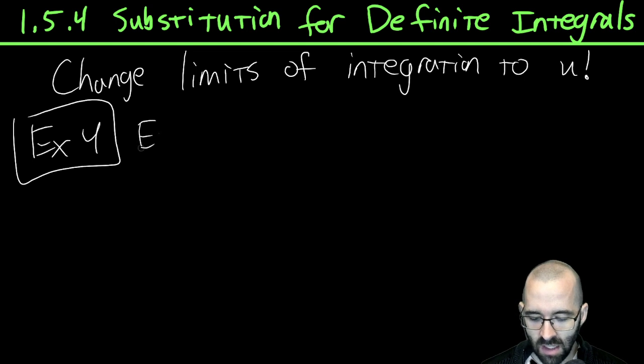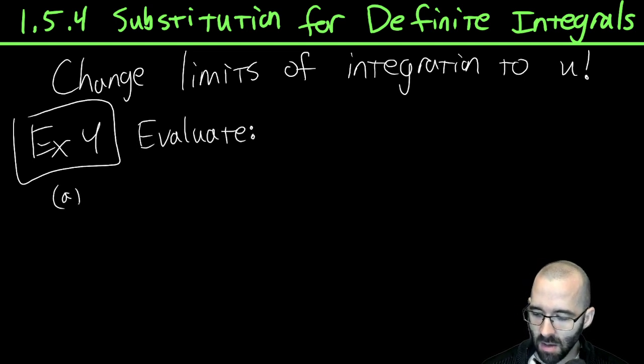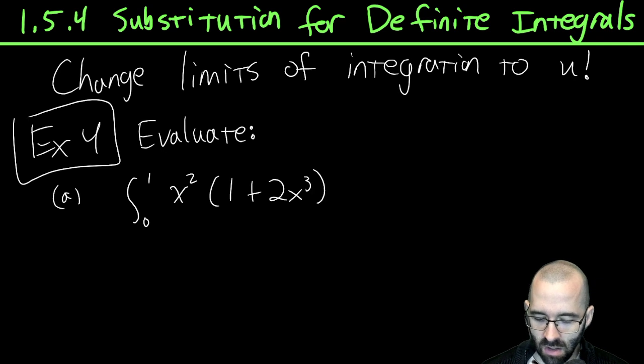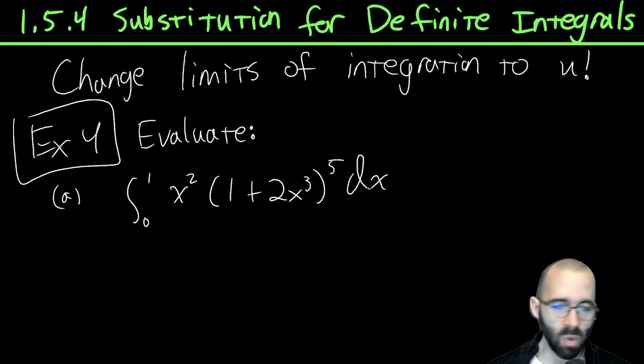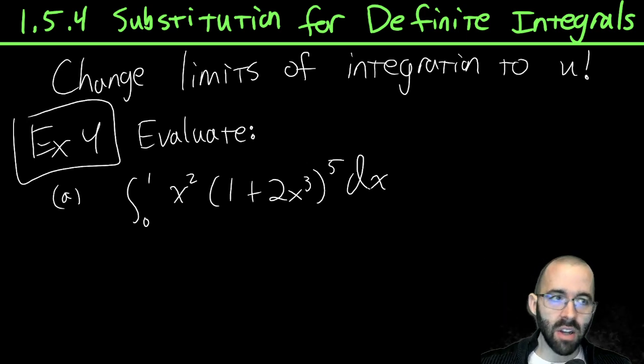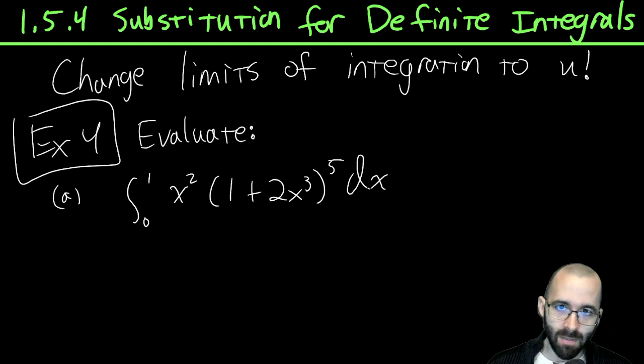Example 4. Evaluate the following definite integrals. Part A is going to look at the integral from 0 to 1 of x squared times (1 plus 2x cubed) to the 5th dx. Again, we can evaluate the antiderivative just like we've been doing this whole section, and then plug in 1, plug in 0, and subtract. But there's an even easier, well, quicker way of doing it.